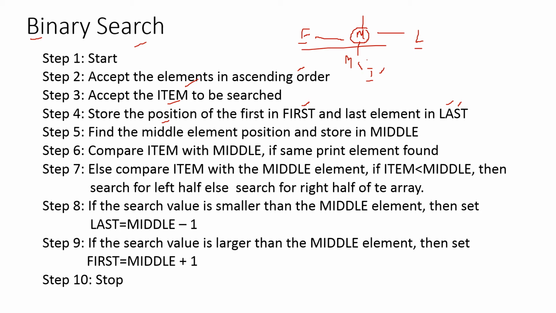So suppose the item value is smaller. First is okay, and the value before the middle should be the last value, right? That is why we are writing last is equal to middle minus 1, and then again find the half and continue till you get the element. If you are in the second half, last will be the same as before, but first will change. First value will be middle value plus 1. Now you have to continue and find whether the search succeeds or not. If a match has been found, you have to print the location, else print element not found. So this is the algorithm.